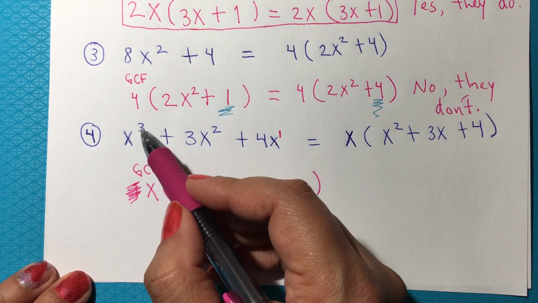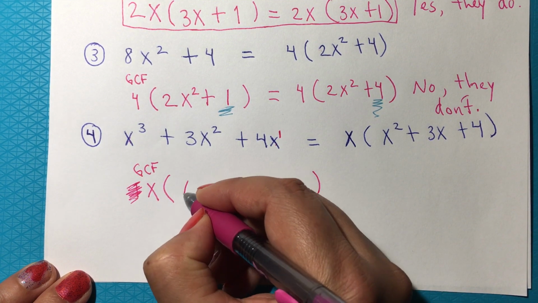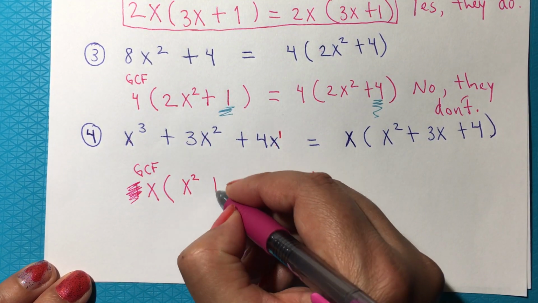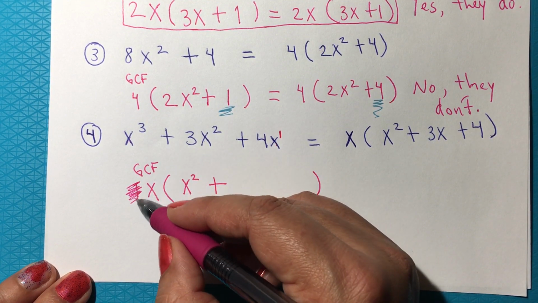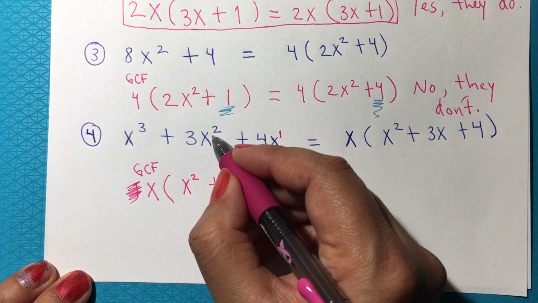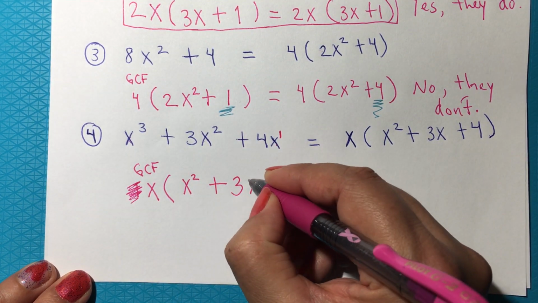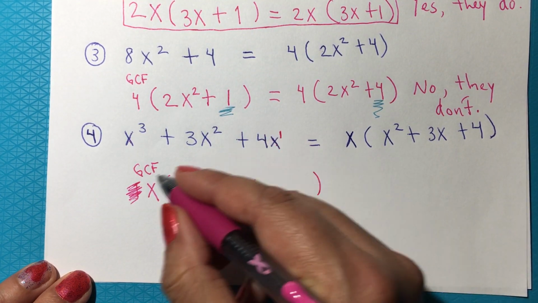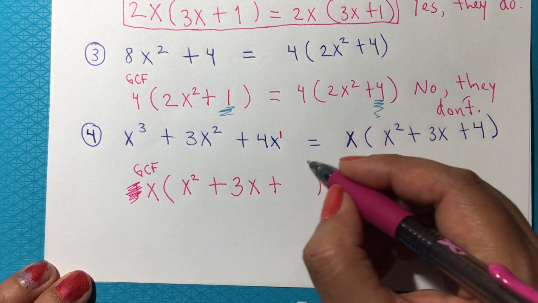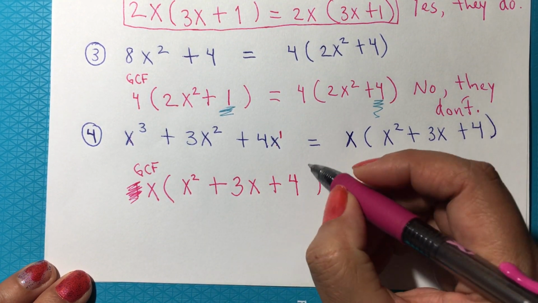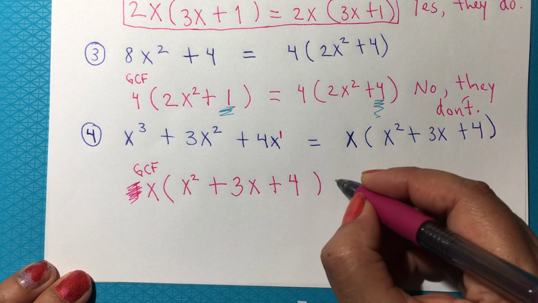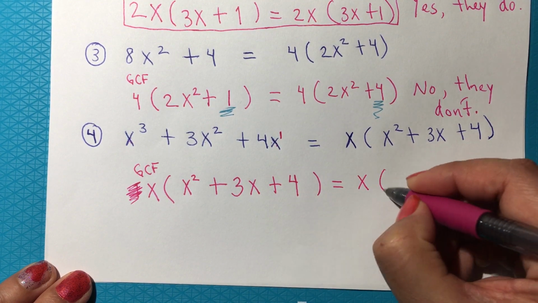we just say x cubed divided by x, x squared. Positive divided by positive is positive. 3 divided by the 1 that we just took out is just 3. And x squared divided by x, it's x. Positive divided by positive is positive. And 4x divided by x is just 4. Because x divided by x is 1, and 1 times 4 is 4. We bring down the other side.